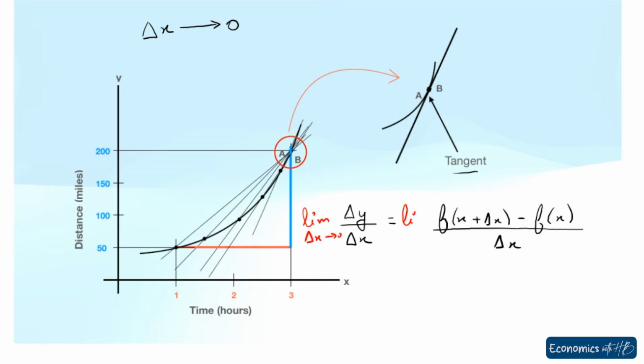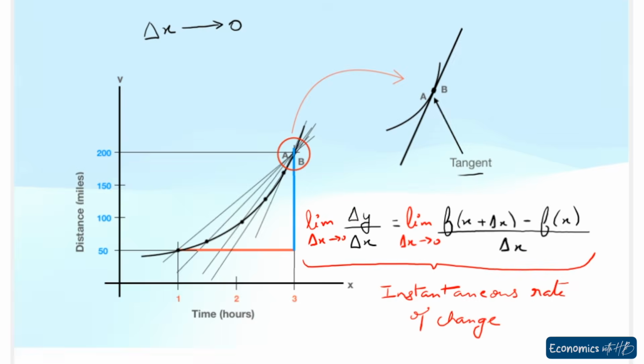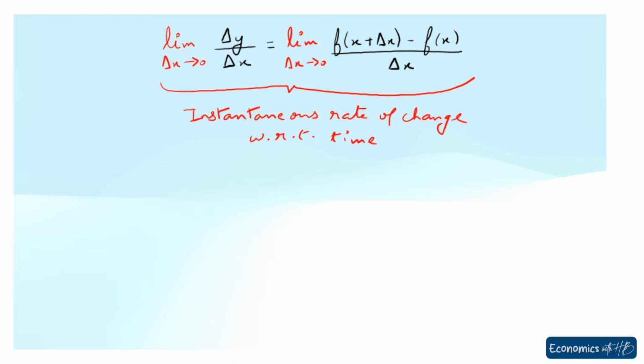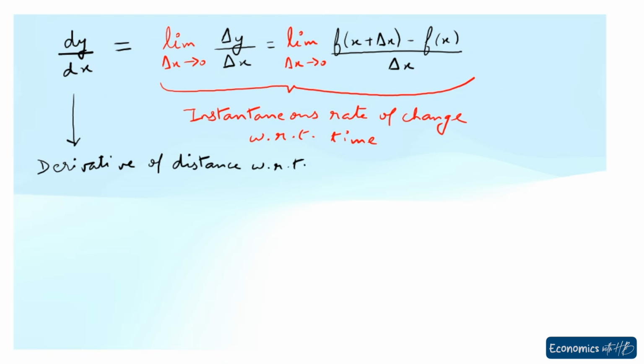Average rate of change, what did we have? Delta y by delta x. Now delta y by delta x is change in distance over change in time, right? So instantaneous speed is simply the limiting value of average speed. This limiting value has a special name, dy by dx. It is read as derivative of distance with respect to time. y is the distance, so d by dx of y, derivative of distance with respect to time.